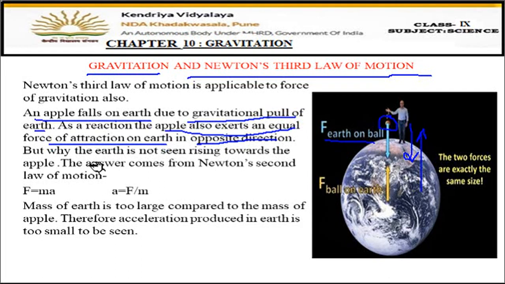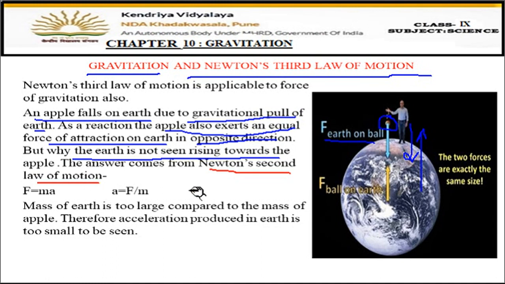Fine. But why is the earth not seen rising towards an apple? The apple is accelerated towards the earth. The apple moves towards the earth. But why is the earth not moving towards the apple, right? To find this answer, we have to connect the force of gravitation with Newton's third law of motion. And firstly we have to start from Newton's second law of motion. So what we are finding is that apple and earth are both exerting equal and opposite forces on each other. Then the apple moves towards the earth, but why is the earth not seen moving towards the apple?